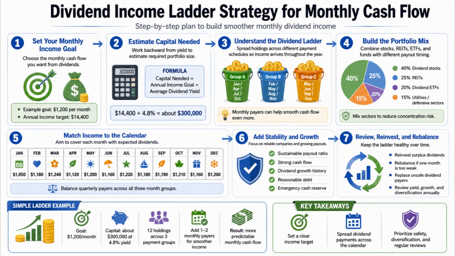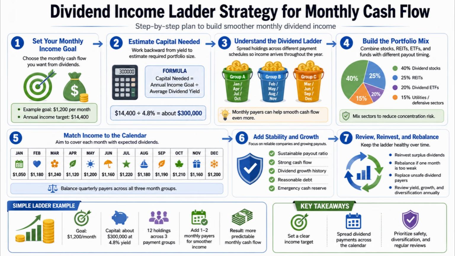Instead of relying on only one company or one sector, combine different types of income-producing assets. For example, the portfolio may include 40% dividend-paying stocks, 25% real estate investment trusts, 20% dividend exchange-traded funds, and 15% utilities or defensive companies. This is only an illustration, and the correct allocation will depend on the investor's goals, risk tolerance, time horizon, and financial situation. Diversification can reduce concentration risk, although it cannot completely remove investment losses.